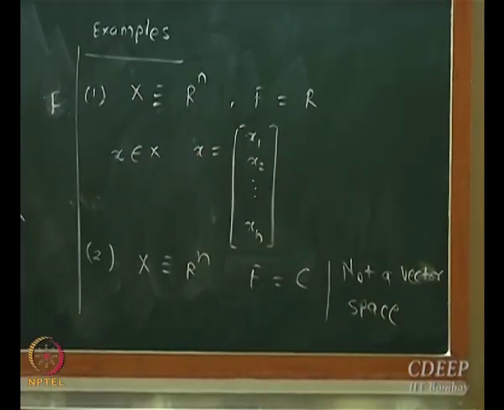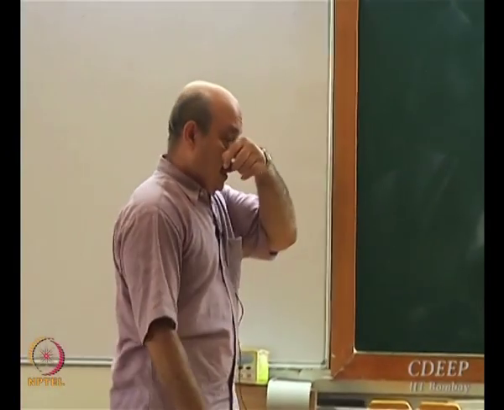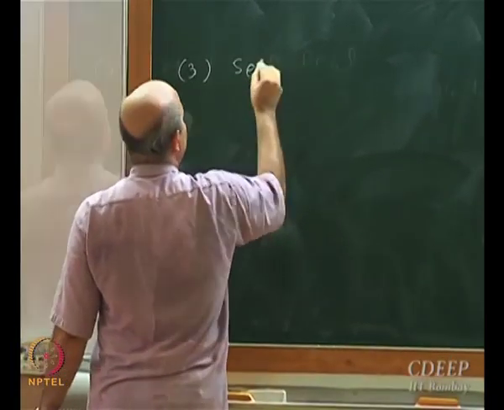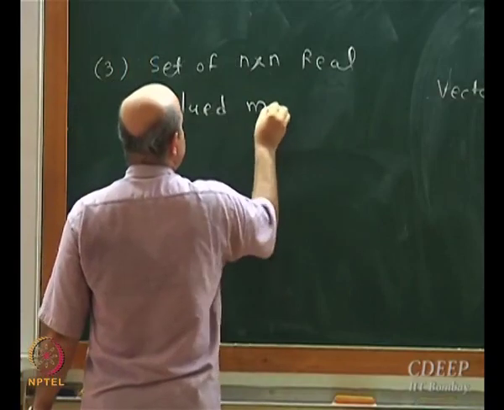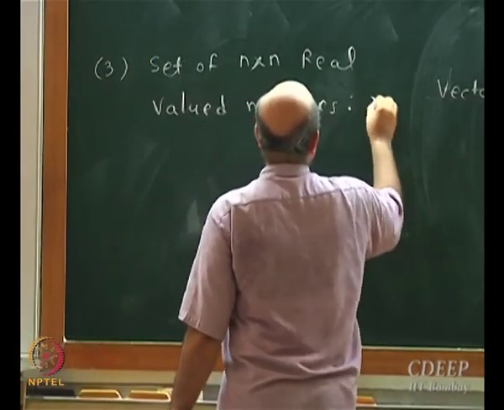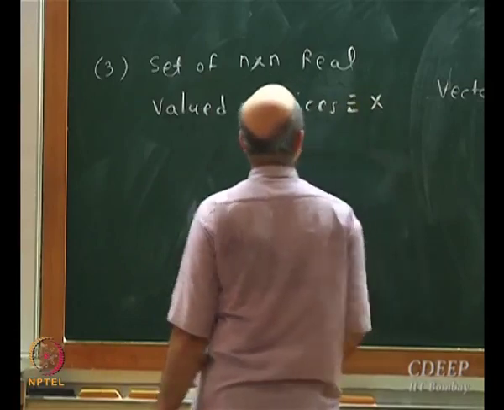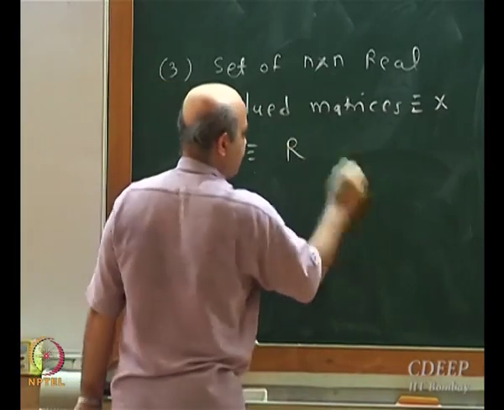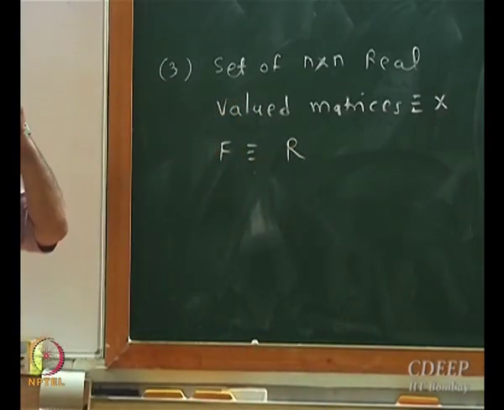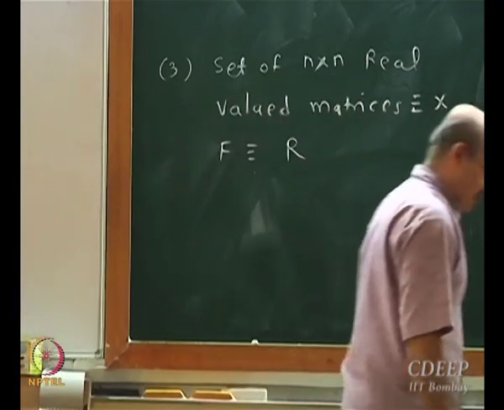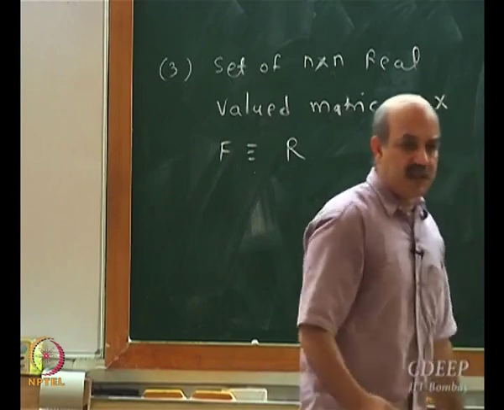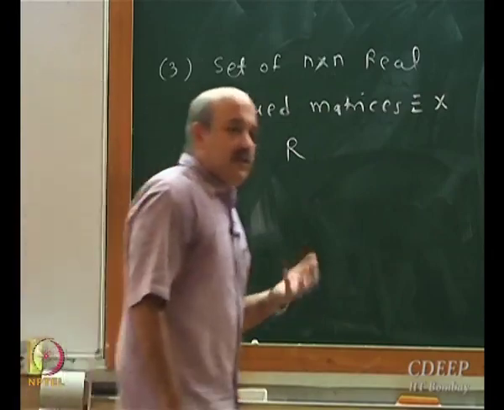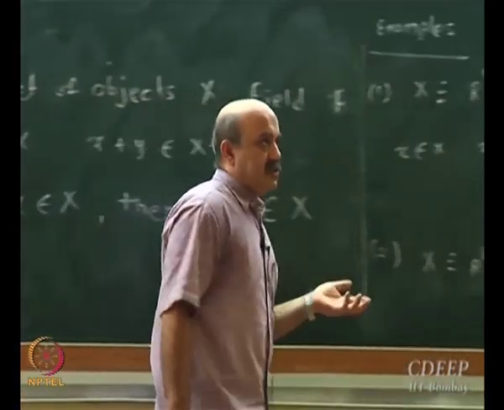Well, my next example is little unconventional. So now I'm going to move to set of real valued matrices. So this is my X, this corresponds to my X, okay, and my F is still set of real numbers, set of real valued matrices. Does this form a vector space? Yes, it does. Why? The addition of two matrices will be. If you take any two n cross n matrices, if you add them, you still get an n cross n matrix.